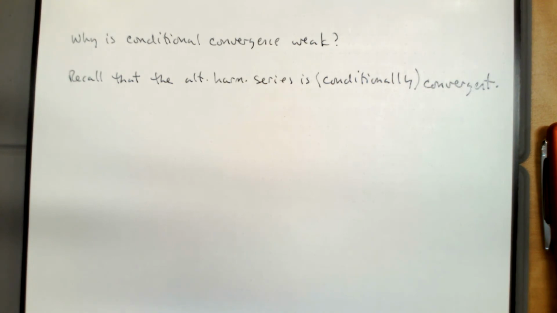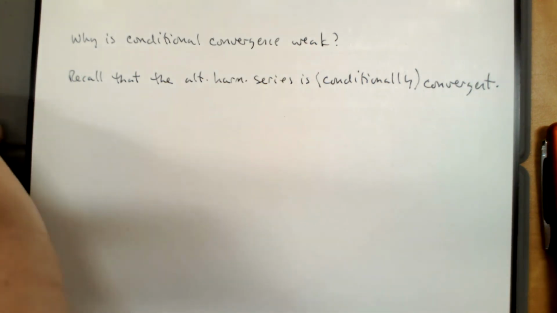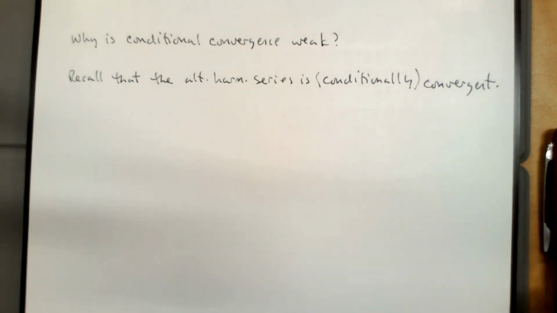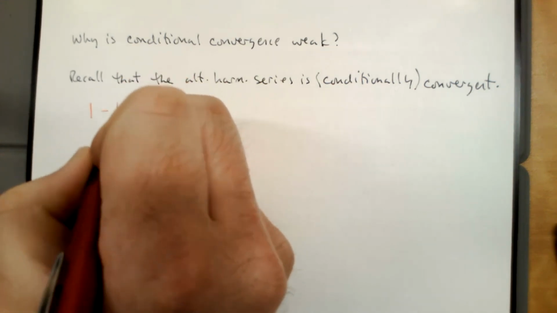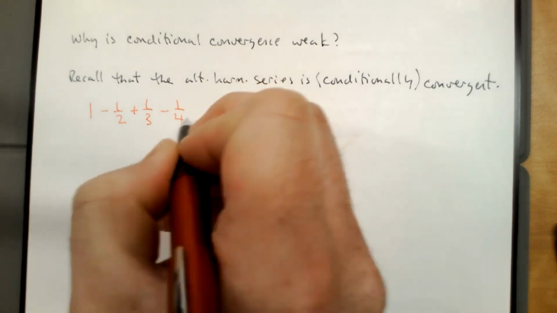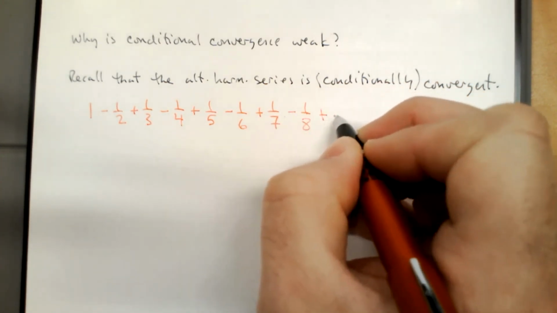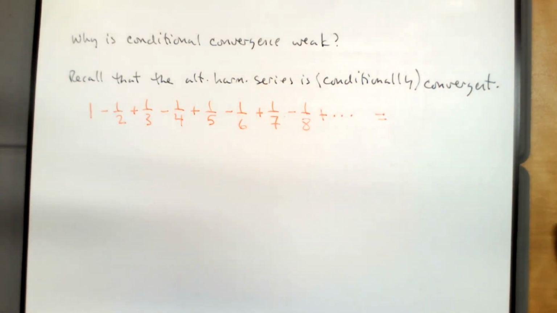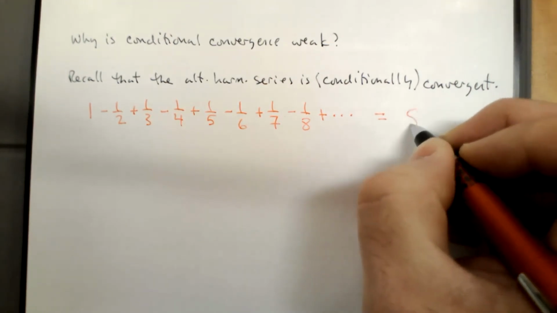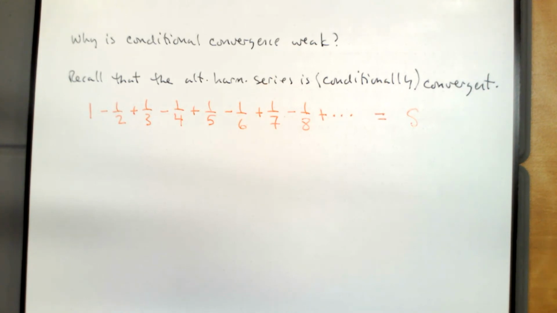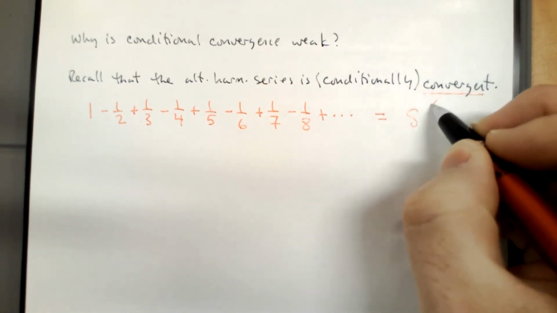We have three choices now: absolutely convergent, conditionally convergent, and divergent. We want to make sure we get the right one there. But right now, we want to focus on the fact that the alternating harmonic series is convergent. That means that if I take all the terms of the alternating harmonic series, we get some finite sum. I can't think offhand what this sum is, so I'm going to say it's S. Alternating harmonic series is convergent, so we know we're going to get a finite sum.